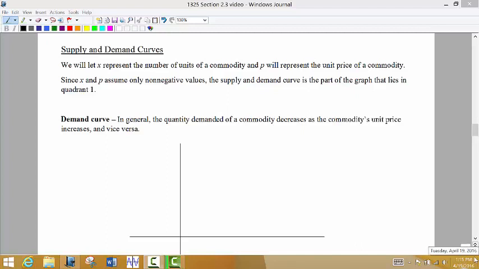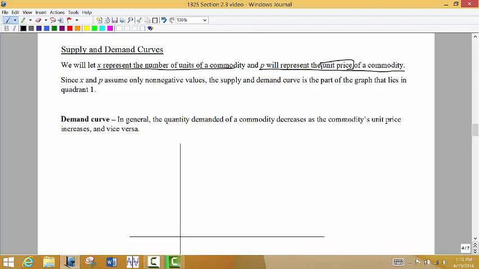So here we want to discuss the general idea of supply and demand. We're not going to go too deep into this topic, but just talk about a general idea of how supply and demand work. First of all, we're going to define a few things. We're going to let X represent the number of units of a commodity, and P will represent the unit price of that commodity. So unit price being the key word there.